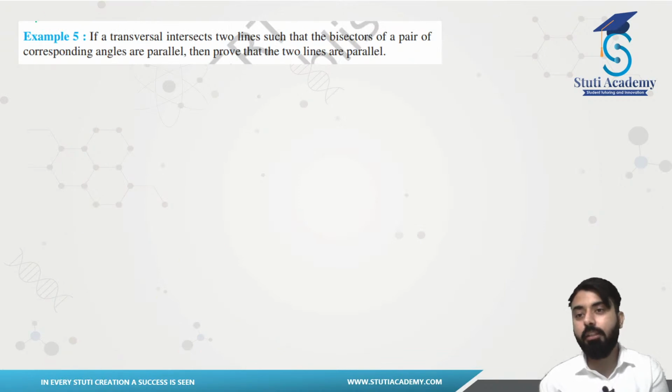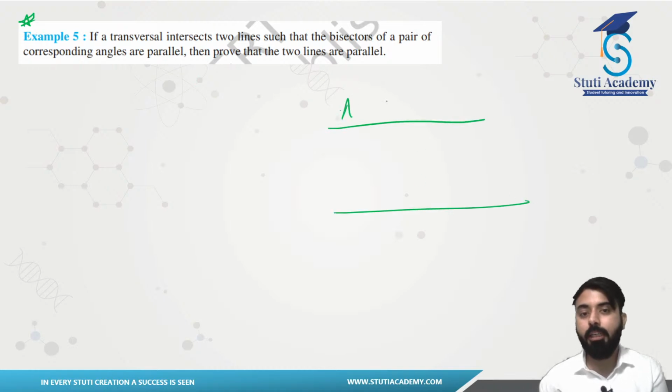So this is a very important example from your NCERT. If a transversal intersects two lines such that the bisectors of a pair of corresponding angles are parallel. First of all, we have two lines. Let's say this is line AB and that is line CD. Okay, let's assume this one.